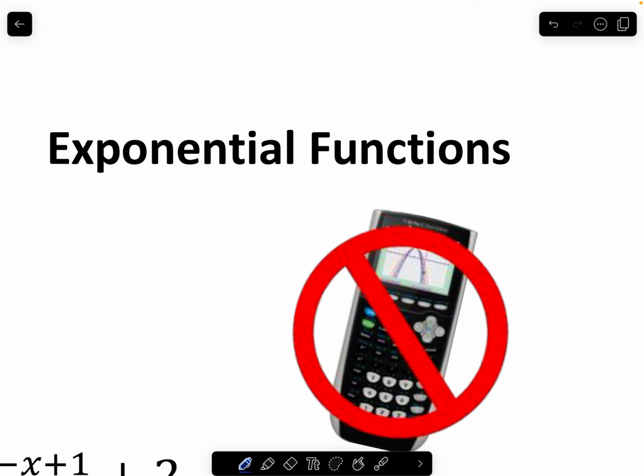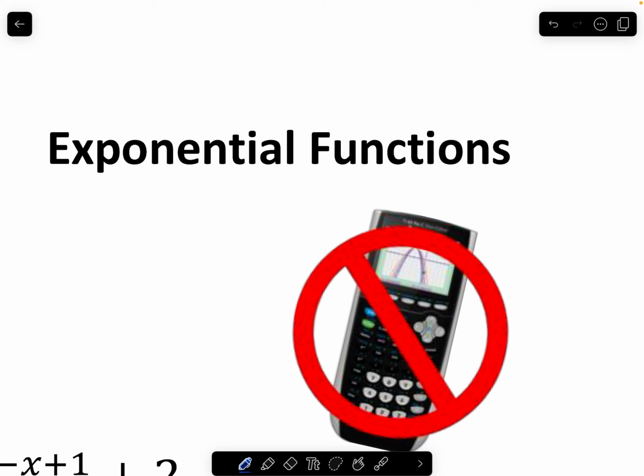In this video we're going to continue looking at exponential functions, but we're going to look at something called continuous growth versus being compounded quarterly, annually, monthly, or other types of growth.